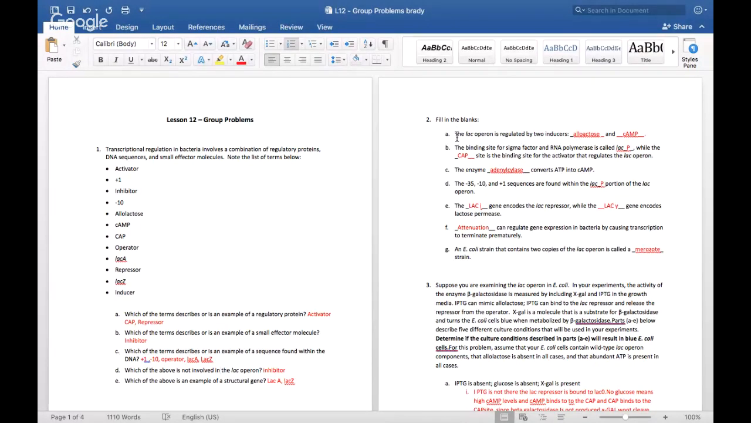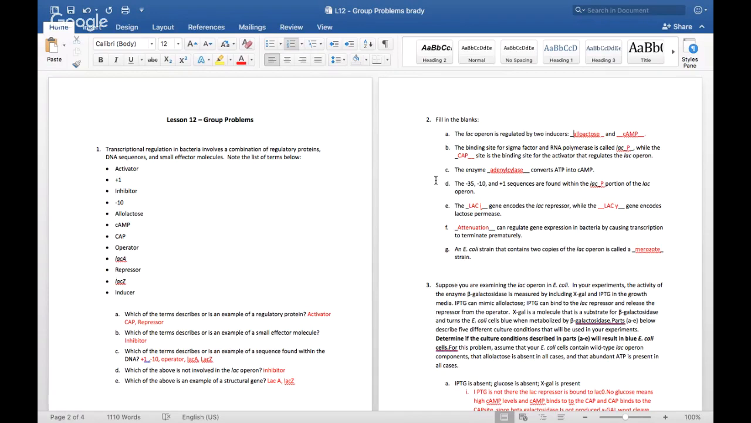All right. Number two is fill in the blanks. A, the lac operon is regulated by two inducers, blank and blank. I'm going to slaughter half these words, but if you want to leave a comment on how to pronounce them, that's your deal. But we got lactose and cAMP, or camp. I just say camp because it's easier. For B, we have the binding site for sigma factor and RNA polymerase is called LAC-P, while the CAP site is the binding site for activator that regulates the LAC operon.